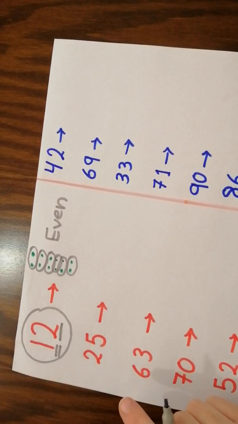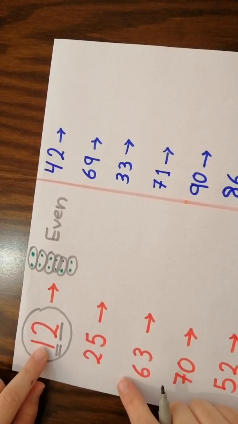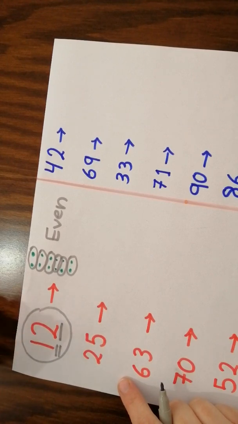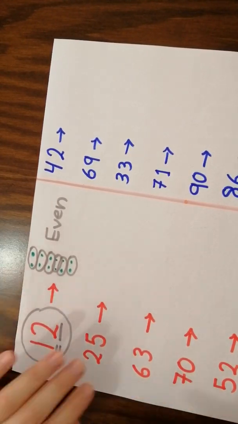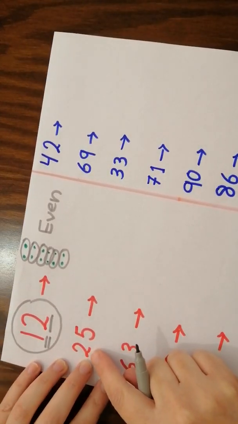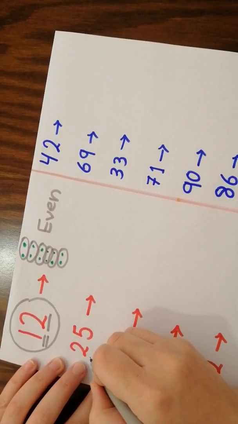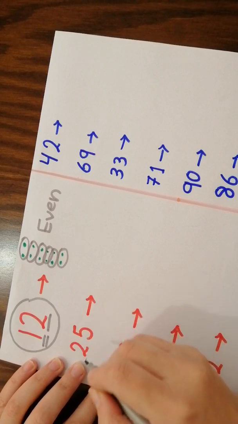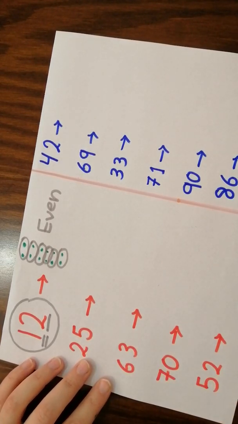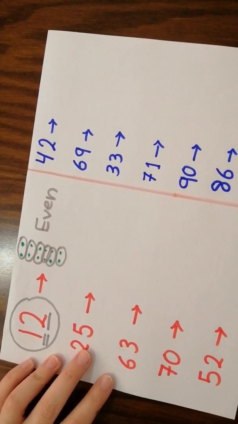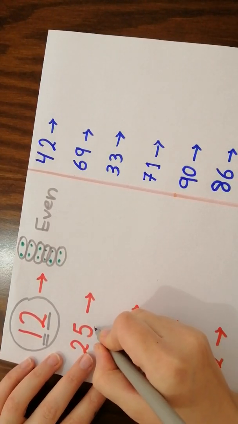We don't look at the tens place. We just look at the ones place. We don't need to look at the tens place. Just look at the ones place. Let's find out the next number. So this is 25. I do have 2 in the tens place, but I don't need to look at the tens place. Always look at the ones place.